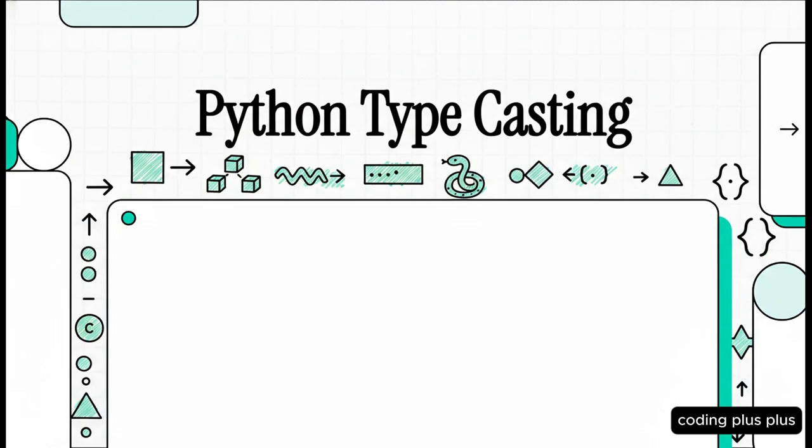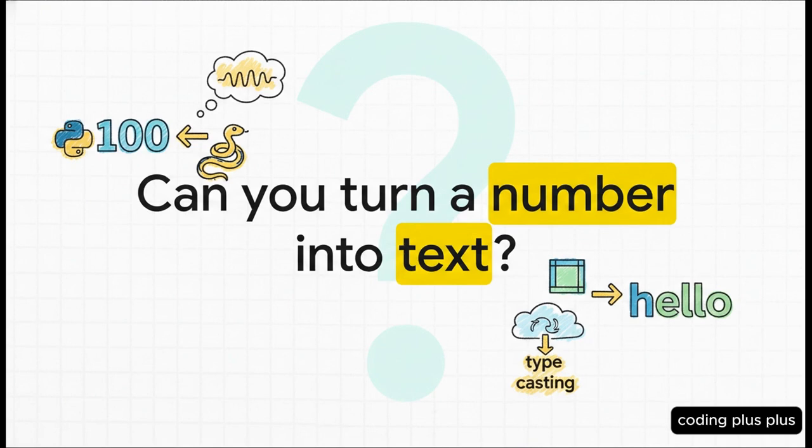Welcome! In this explainer, we're going to dive into a really important idea in Python, changing a variable's data type. Now, it might sound a bit technical, but trust me, this is a crucial skill for any programmer. So let's start with a simple question. In Python, is it possible to take the number 100 and just turn it into text? Like the word hello? Well, the answer is yes, absolutely. And this process is what we call typecasting.